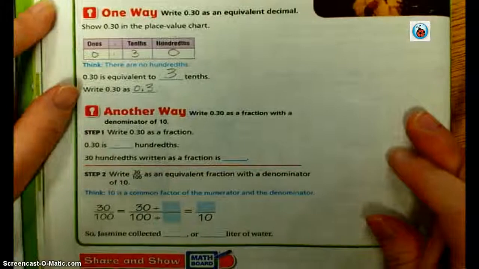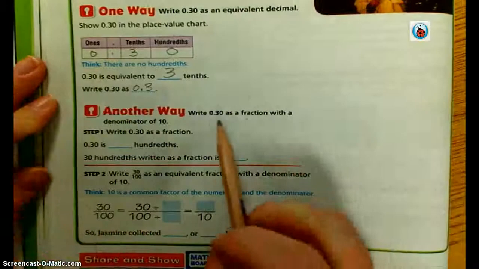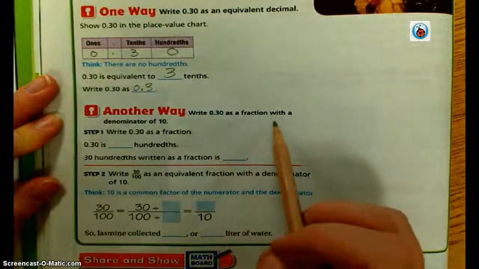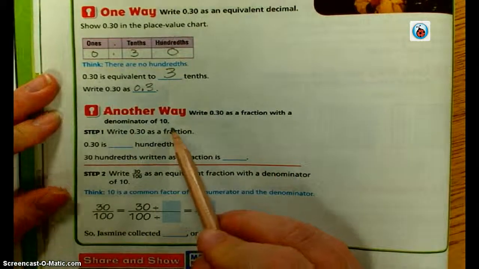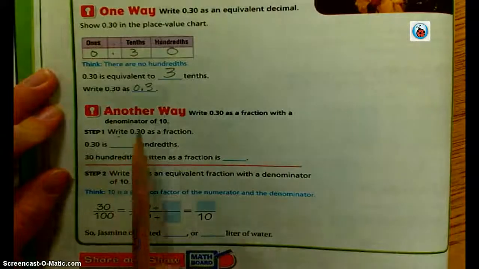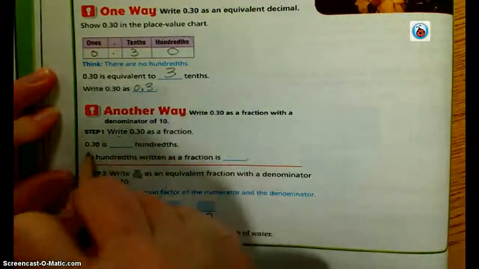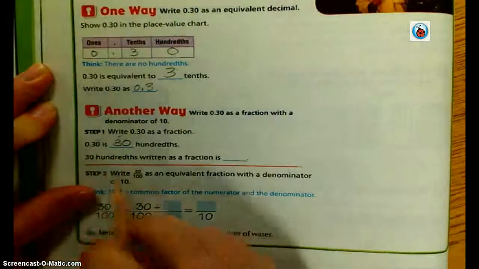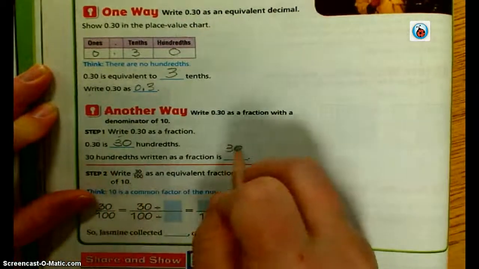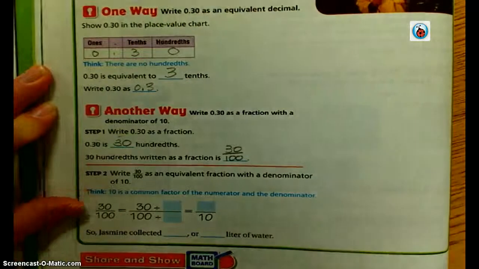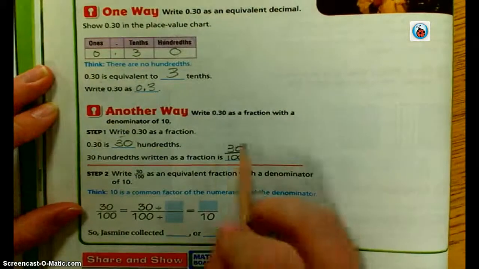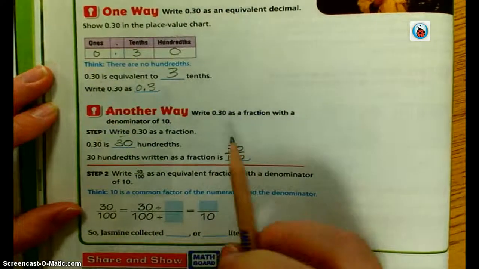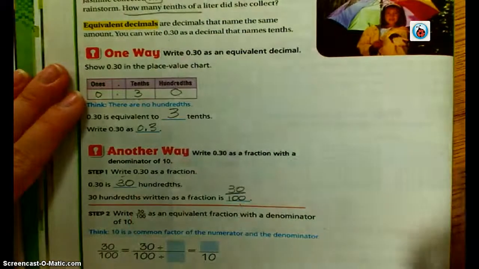Another way, we're going to write the 30 hundredths as a fraction with a denominator of 10 instead of 100. First, we need to write 30 hundredths as a fraction. Well, 30 hundredths written as a fraction is 30 out of 100. Now that we have it in fraction form in hundredths, we need to turn it into tenths, like our problem asks for, in fraction form.